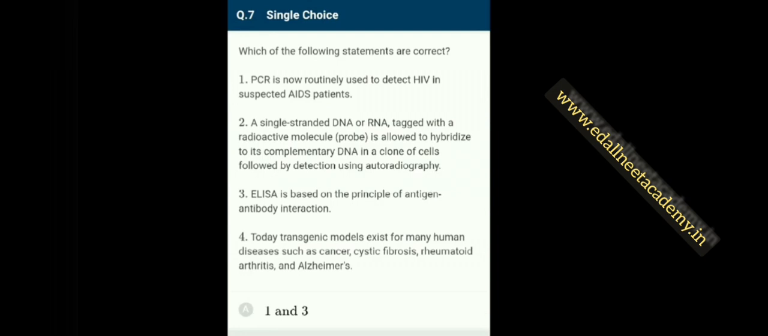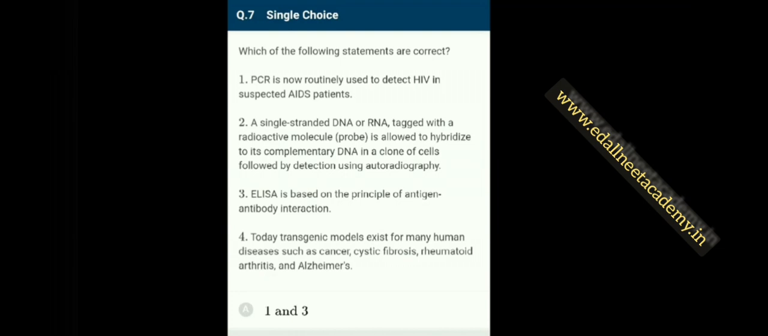Which of the following statements are correct? Here, four statements are given. Very low concentration of bacteria or virus, that is, at a time when symptoms of the disease are not yet visible, can be detected by amplification of the nucleic acid by polymerase chain reaction. PCR is now routinely used to detect HIV in suspected AIDS patients.